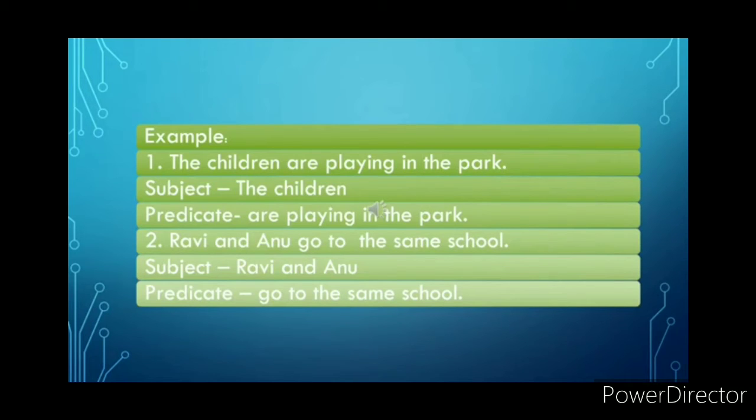Second, Ravi and Anu go to the same school. Here in this sentence, which thing are we talking about? We are talking about Ravi and Anu. So the subject is Ravi and Anu. Go to the same school is the predicate in the sentence because these words are telling us something about the subject, that is Ravi and Anu. So go to the same school is the predicate.